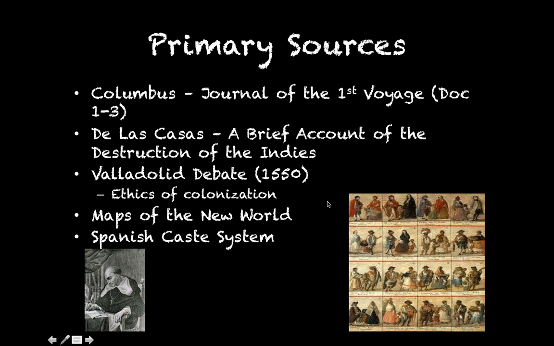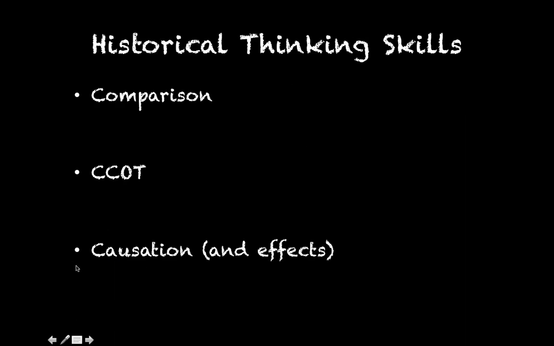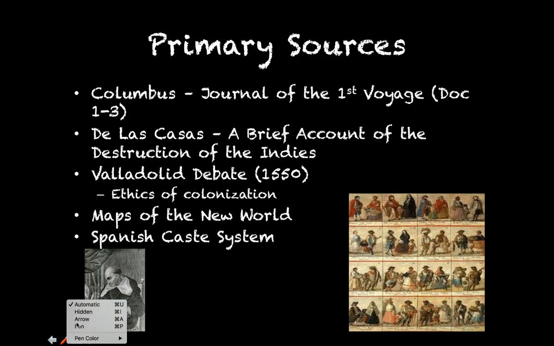Okay, let's talk about primary sources real quick. I've got five things listed here. I've got the document number listed for your textbook, and if you're not in my class, the textbook is America's History, with Henretta as the first author. So that's document 1-3, Columbus's Journal.